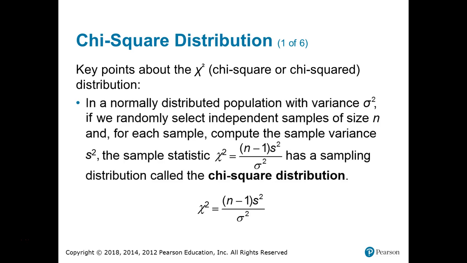So in a normally distributed population with the variance sigma squared, if we randomly select independent samples of size n, and for each sample compute the sample variance, the sample statistic is chi squared equals n minus 1 times the sample standard deviation squared divided by the population standard deviation squared. And that is called the chi-square distribution.